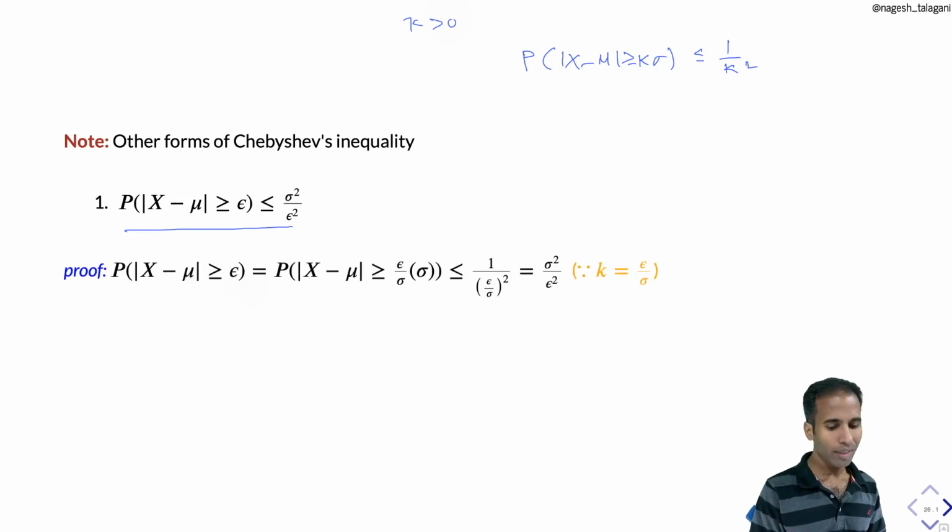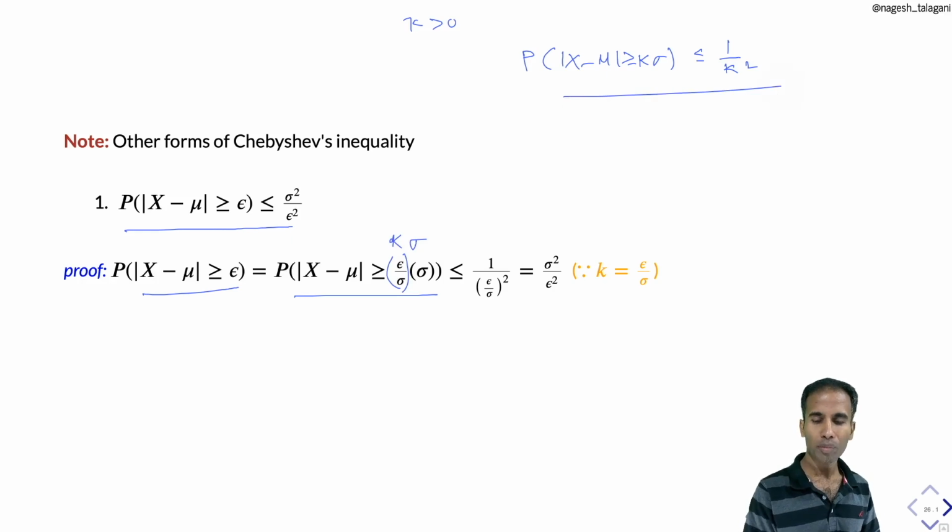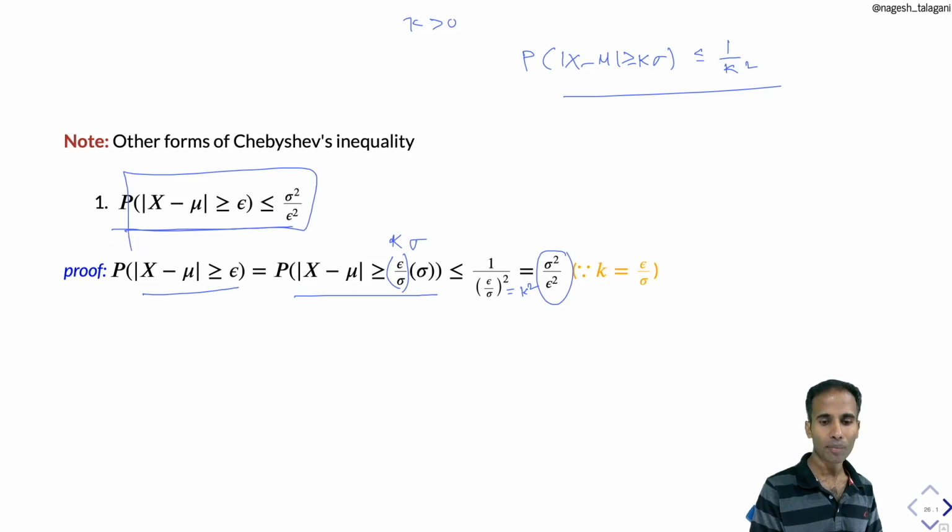Here this event |X - mu| greater than or equal to epsilon, I'm realizing like this. I'm just multiplying and dividing by sigma here. Now it is the probability of |X - mu| greater than or equal to k sigma form. This is k sigma. So from this it must be less than or equal to 1 by k square. What is k here? Epsilon by sigma. So this will give you sigma square by epsilon square. So that's why the probability of |X - mu| greater than or equal to epsilon is always less than or equal to sigma square by epsilon square.